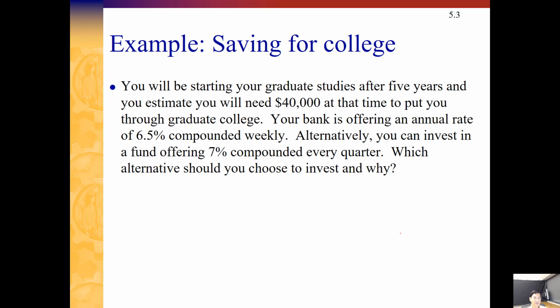Here's another example. You will be starting your graduate studies after 5 years, and you estimated you will need $40,000 at that time to put you through graduate college. And your bank is offering an annual rate of 6.5% compounded weekly. Remember, we have 52 weeks a year. Alternatively, you can invest in a fund offering 7% compounded every quarter. So this is quarterly, 4 quarters per year. Which alternative should you choose to invest and why?